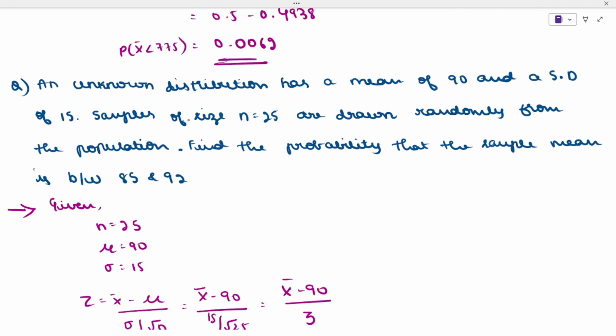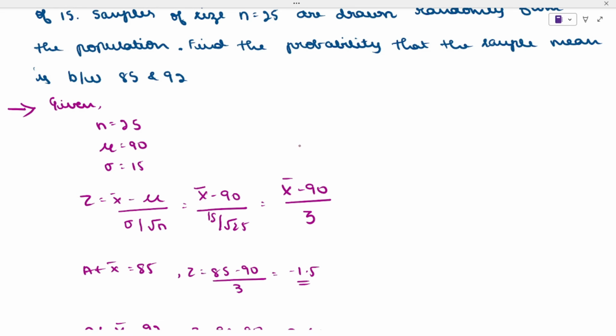Now you have to find out: an unknown distribution has a mean of 90 and standard deviation 15. N is equal to 25 samples are drawn randomly from the population. Find the probability that the sample mean is between 85 and 92. Now you write the given values. Again substitute: x bar is not given here, right? So you have to substitute what they have asked, 85 and 92. For both you have to substitute for x bar.